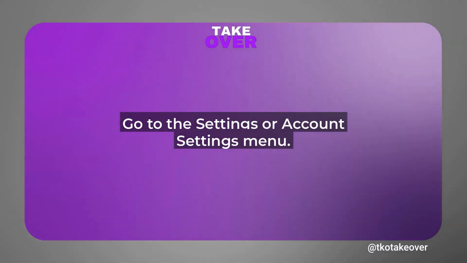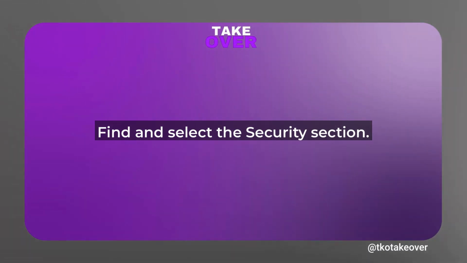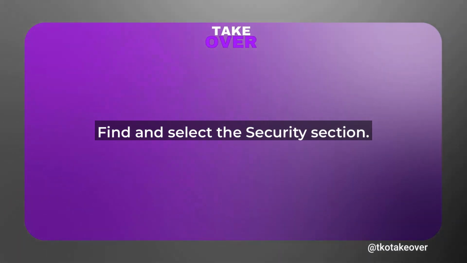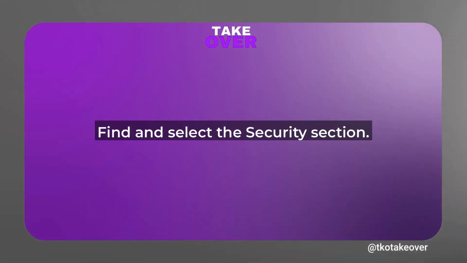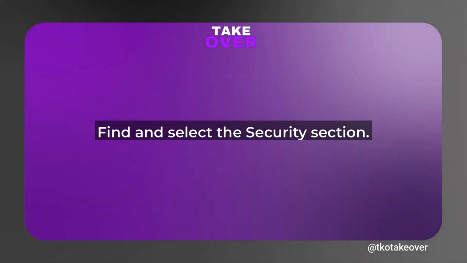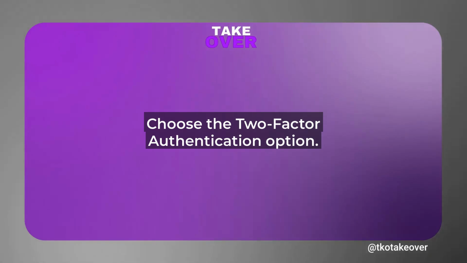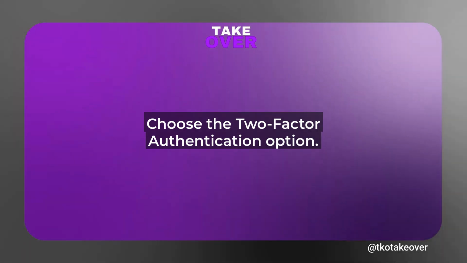Once you're in, navigate to the main menu. Look for the account icon, usually in the bottom right corner. Next, tap on Settings or Account Settings. Scroll down until you find the Security section. Here, you'll see an option for two-factor authentication. Go ahead and select it.